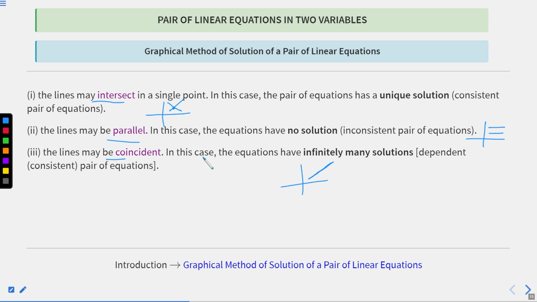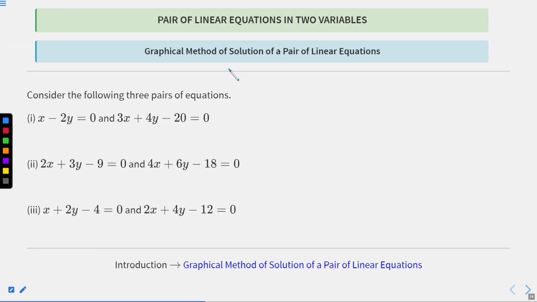And we know a dependent pair of linear equations is always consistent. So when the lines coincide with each other, in that case the pair of linear equations has infinitely many solutions, and the pair is a consistent pair of linear equations. Now consider the following three pairs of equations, and here we'll check whether they intersect each other, coincide, or are parallel.